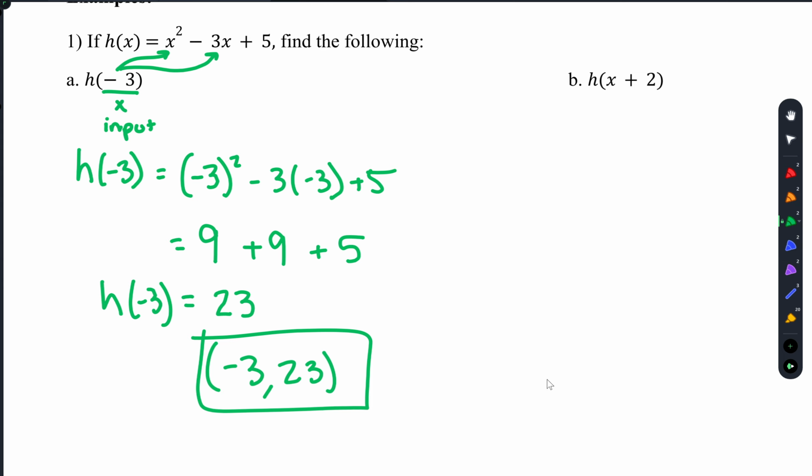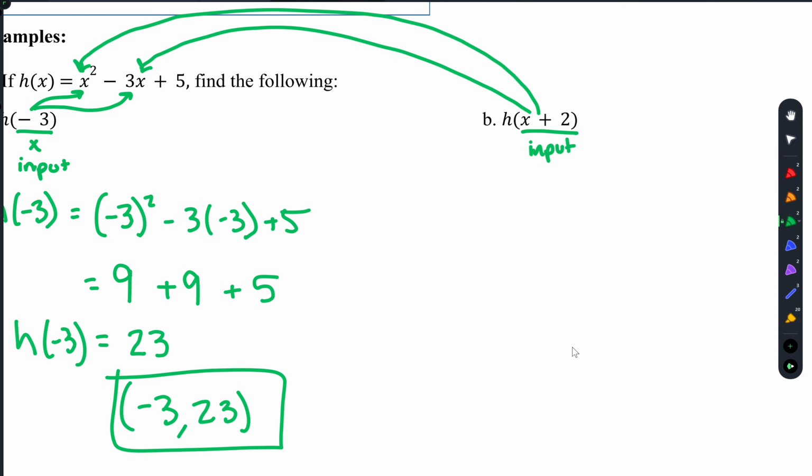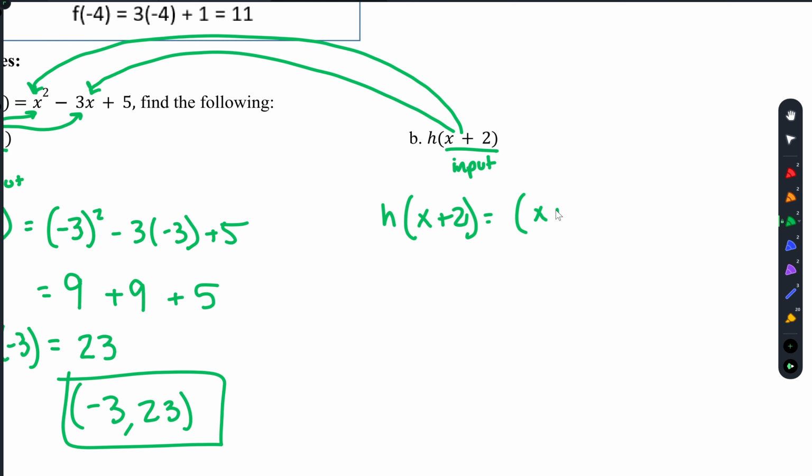Now in the next one, I'm doing essentially the same thing, except we made the input something a little bit more complicated. My input is x plus 2. That means I'm going to plug in this entire thing into my 2 x values. This one right here and this one right here. Nothing else changes other than I'm plugging in something a little bit weirder. So let's say h of x plus 2 equals, and again, here's where those parentheses are really important, x plus 2 quantity squared minus 3 times x plus 2 plus 5.